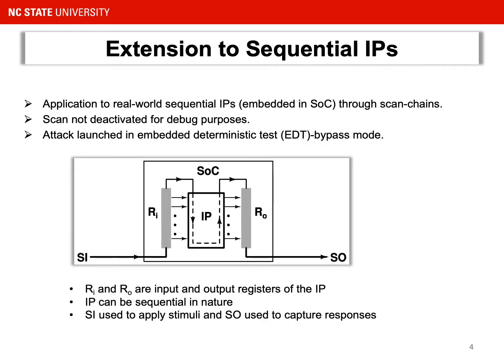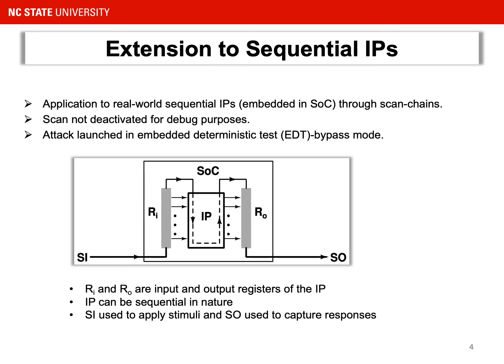SAT-based attack is designed for combinational IPs. However, real-world IPs are sequential in nature. It is well known that scan chains convert a sequential circuit to a combinational circuit for the purpose of testing. Scan chain is not deactivated after testing to facilitate debug of customer returns. The attacker exploits this design feature in order to launch the attack. Hence, SAT-based attack can be applied to sequential IPs in a straightforward manner by applying stimuli through primary inputs and scan chains and record the responses through primary outputs and scan chains.